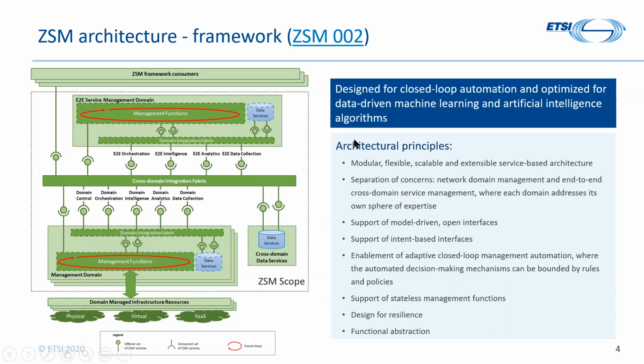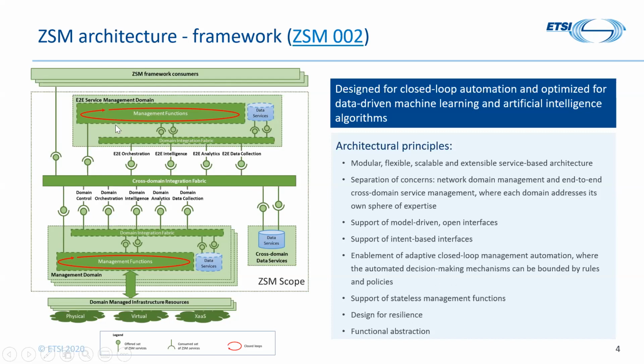Domain orchestration handles the lifecycle management of the managed resources. Then we get domain intelligence, which is the machine learning and AI capabilities of ZSM. Domain analytics derives insights from the collected data. Domain data collection collects assurance data from the managed resources. And we also have data services, which is responsible for storage, retrieval, and processing of data.